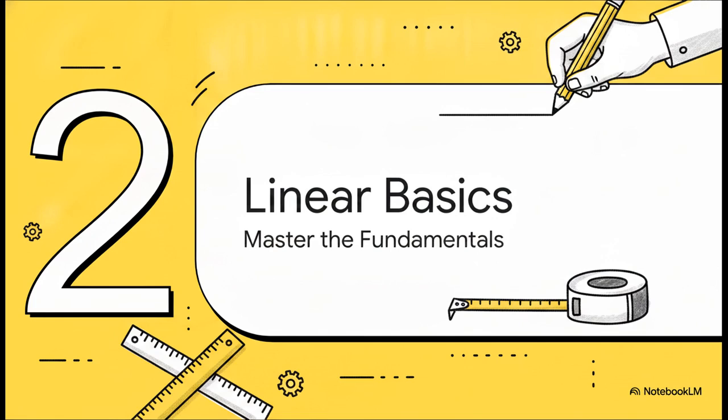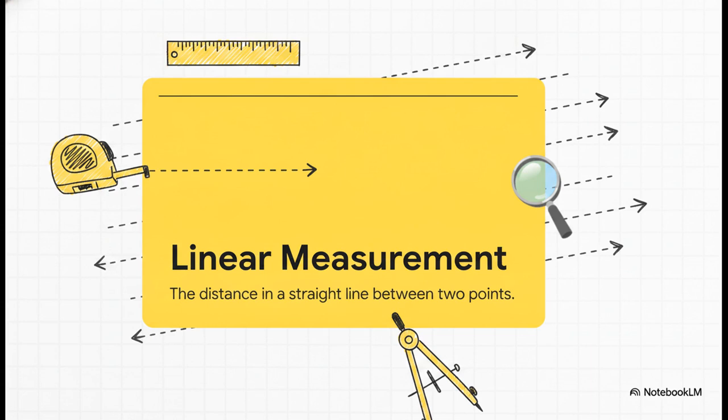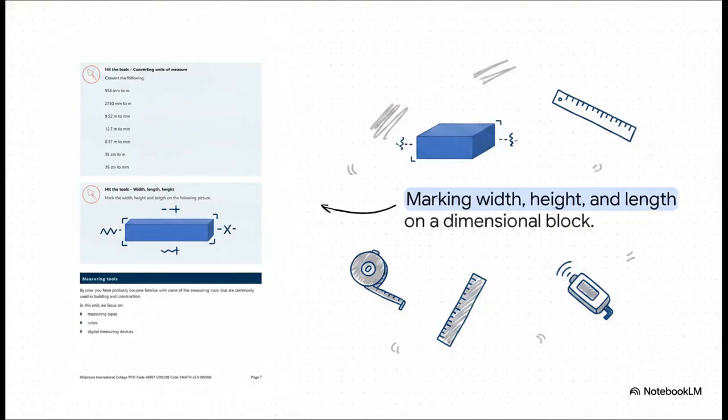Moving right along to Section 2, Mastering Linear Basics. So, what exactly is a linear measurement anyway? Well, by definition, it's simply the distance in a straight line between 2 points. Really, it's the absolute core of sizing up any job. Out in the real world of construction, those straight lines represent length, width, height, and depth. If you just picture a simple three-dimensional block in your head, capturing accurate linear measurements is what lets us understand the true physical space it takes up. Honestly, if you can map out length, width, and height, you've pretty much conquered the basics.